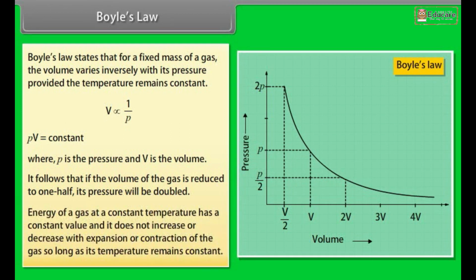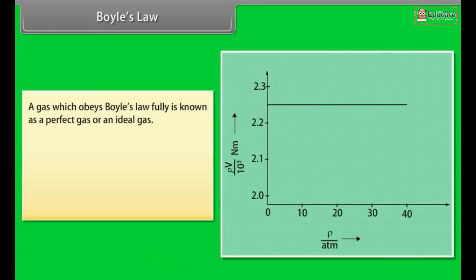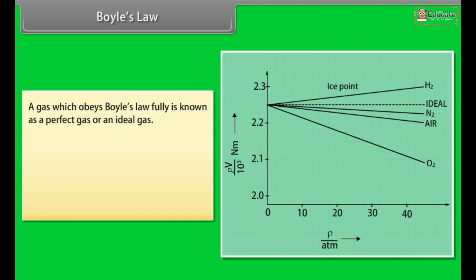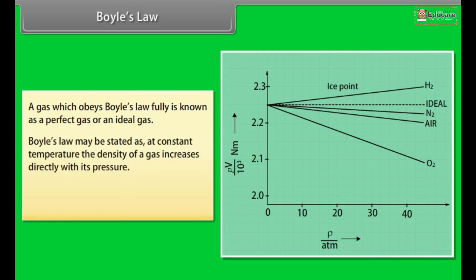The energy of a gas at a constant temperature has a constant value and it does not increase or decrease with expansion or contraction of the gas so long as its temperature remains constant. A gas which obeys Boyle's law fully is known as a perfect gas or an ideal gas. Boyle's law may also be stated as, at constant temperature, the density of a gas increases directly with its pressure. P upon rho is equal to constant.